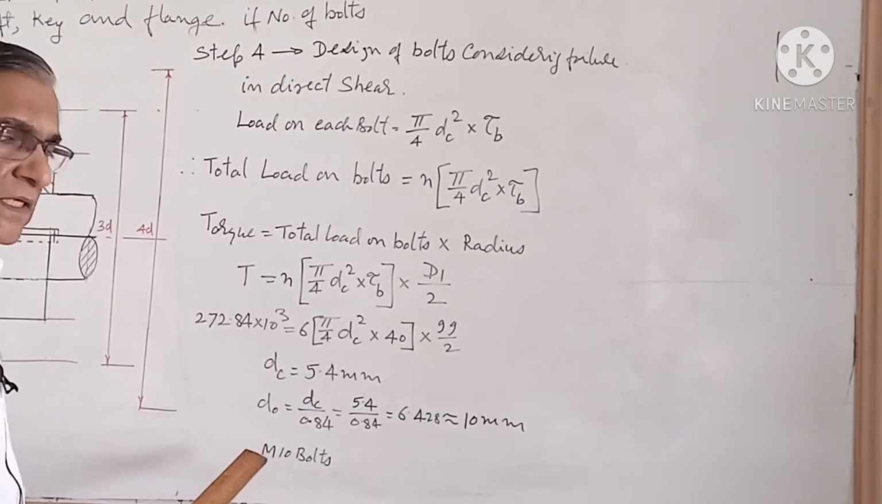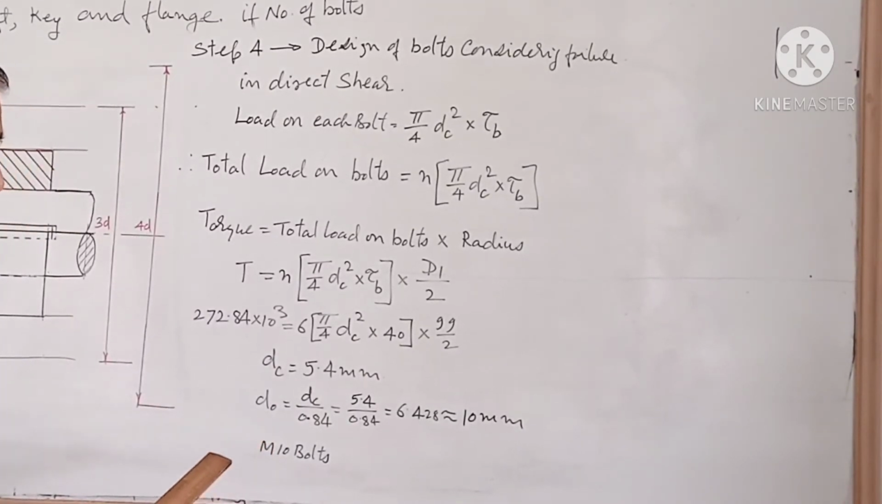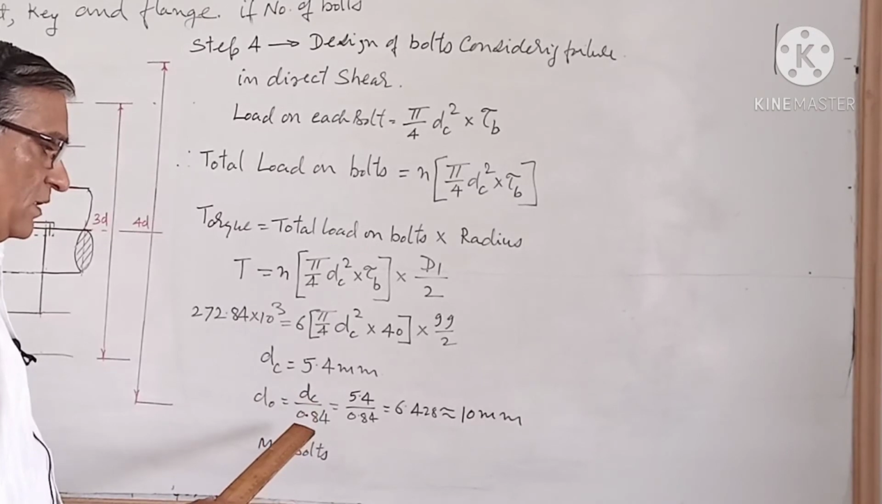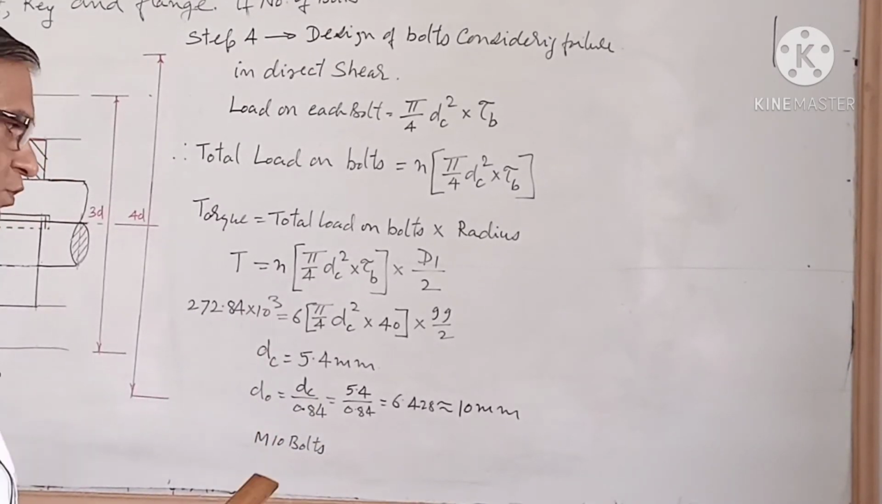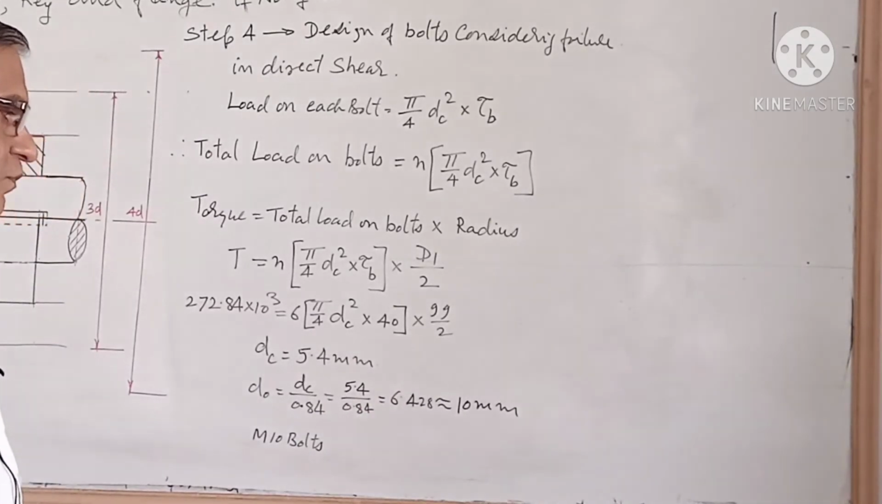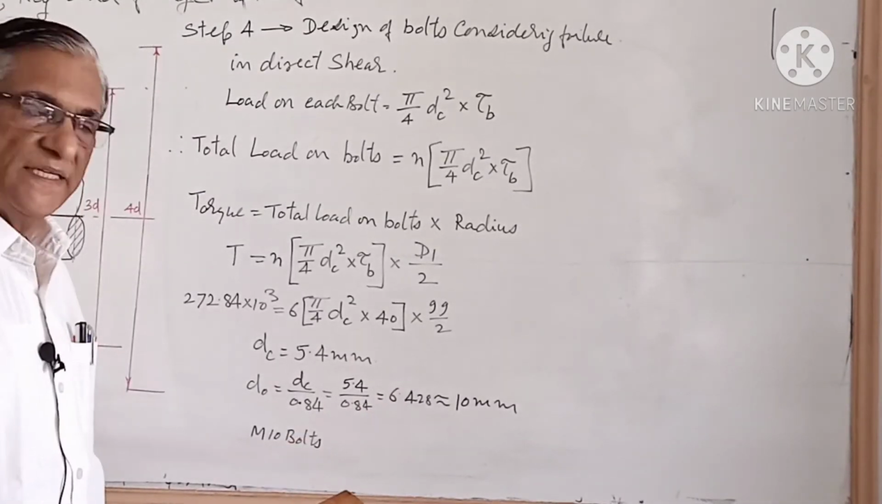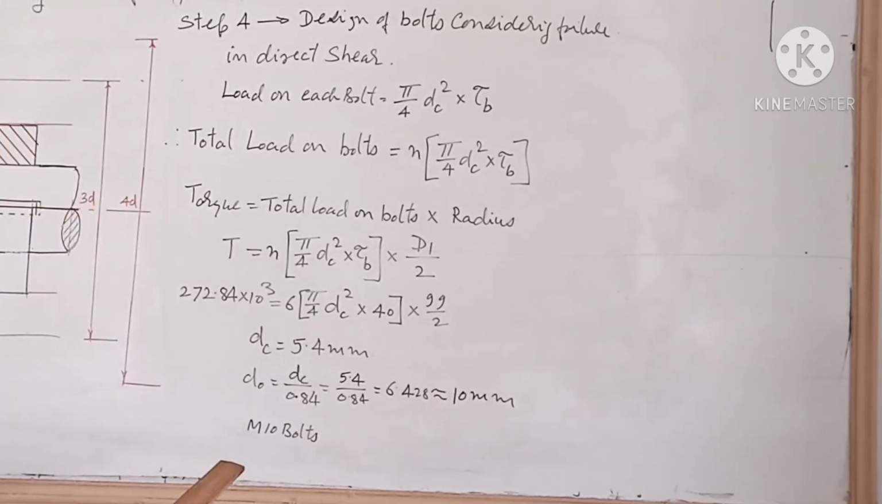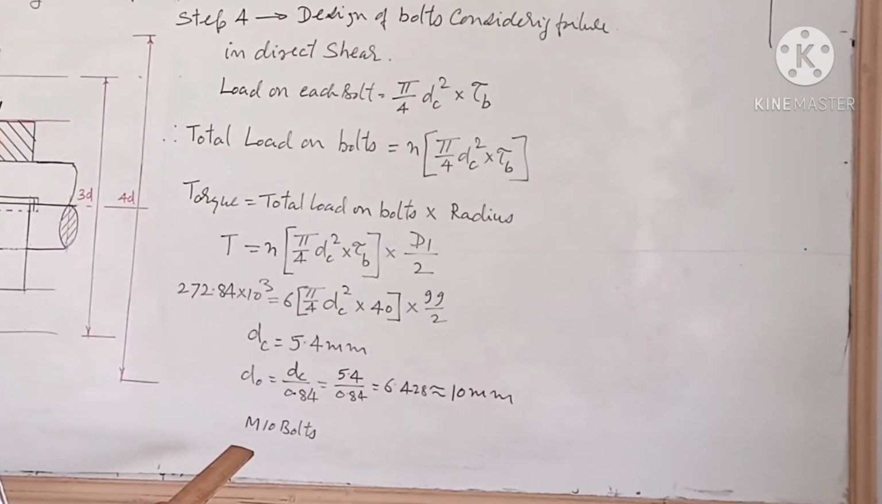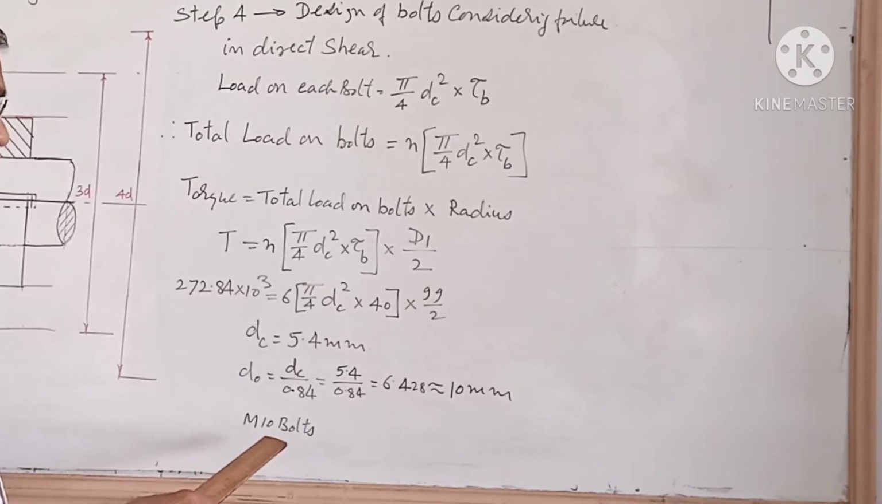Now from empirical relation, do is equal to dc upon 0.84, we will calculate the outer diameter of the bolt, that comes out to be 6.428 millimeter. So we will take 10 millimeter. So we will take 6 bolts of M10.